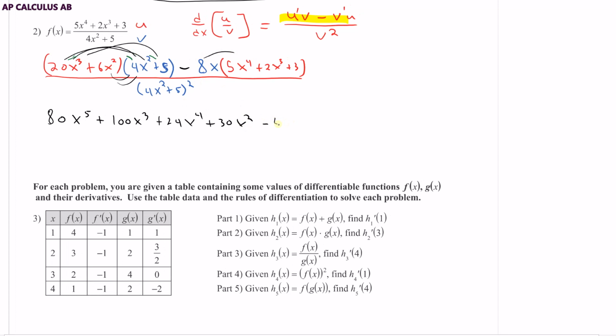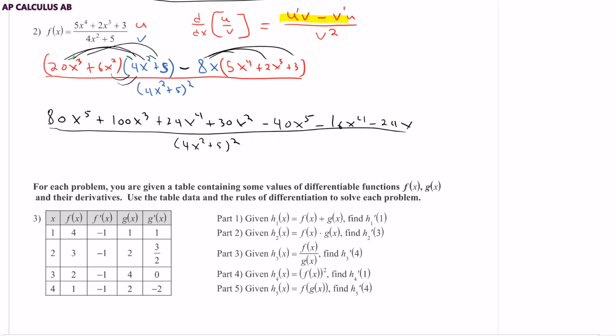That's going to be negative 40x to the 5th minus 16x to the 4th minus 24x, and it's going to all be over 4x squared plus 5 squared. Don't worry about multiplying this out. That pretty much never does anything for you. So we just need to find like terms up here. I have 80x to the 5th and negative 40x to the 5th. That's going to simplify to 40x to the 5th.